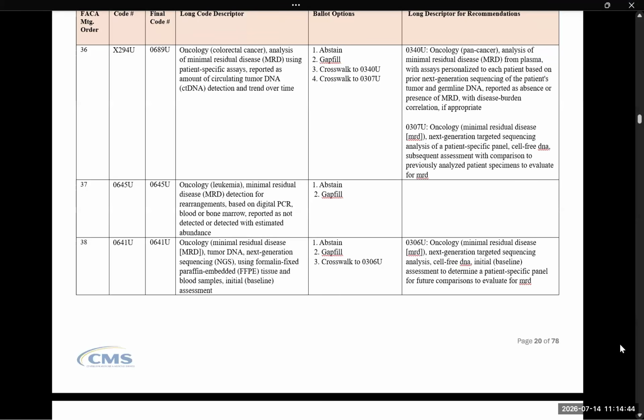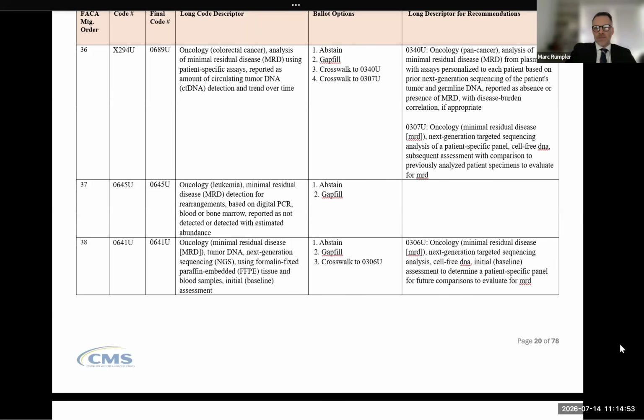0641U, another MRD test. Yes, I believe Mark is going to take this one. Thank you. Yes, certainly. Presenting on behalf of myself and co-reviewer Dr. Jiang, this code was also evaluated without a dossier submitted to this panel. So 0641U is an MRD baseline test that uses NGS of a matched tumor tissue and blood to establish a variant reference for subsequent MRD monitoring assessments. And the panel recommendation here is a crosswalk to CPT 0306U. Similarly, both of these codes describe tumor-informed targeted NGS baseline MRD assessments using both the paired blood and tumor specimens to establish that reference.